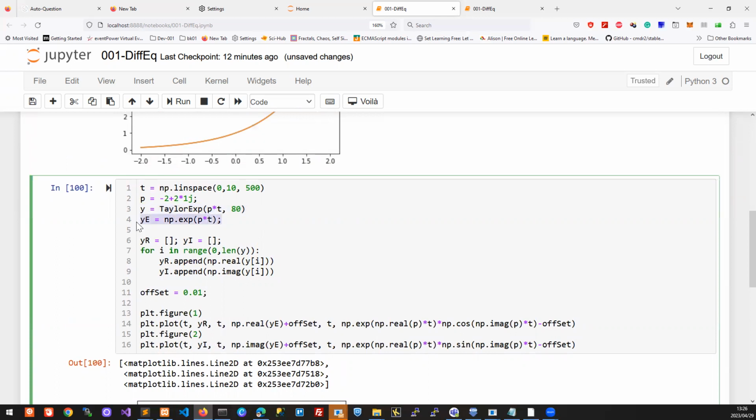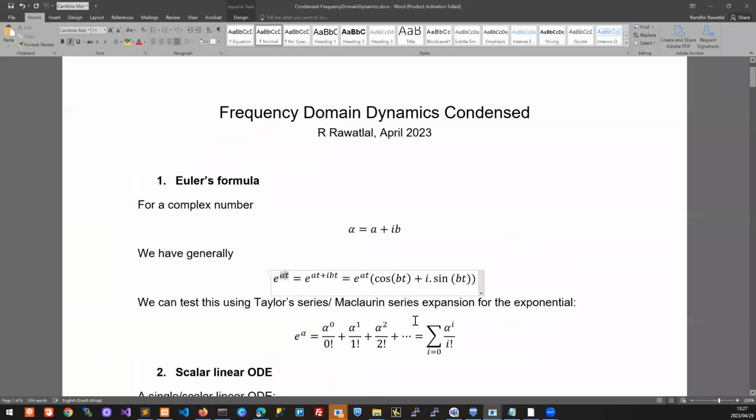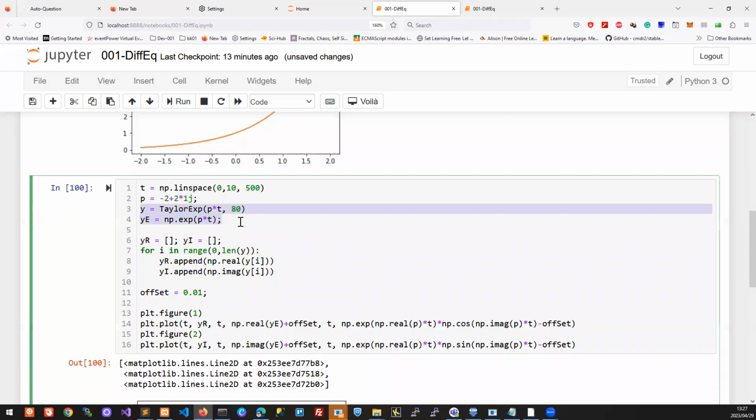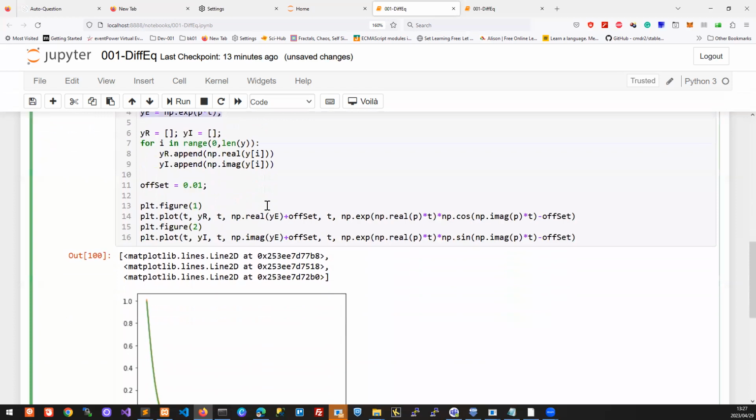And then we are also evaluating it using the inbuilt Python function, the NumPy function exp. So those are 2 ways to calculate it. And then the third way is, of course, using Euler's formula. So this is the reason we are doing this. We want to actually check whether it agrees with this function. So we have 2 ways of just evaluating it by brute force, and using Euler.